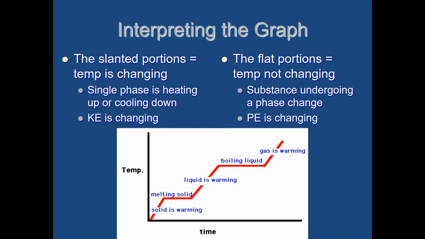So slanted portions refer to temperature changing. It's a single phase, either heating up or cooling down, and only kinetic energy is changing. During the flat portions, temperature is not changing, so it's undergoing a phase change, and potential energy is changing. And remember that thermal energy or heat energy is the sum of these two things. So while we're adding heat energy, we're either changing the kinetic energy or the potential energy. During temperature changes, the kinetic energy is changing. During phase changes, potential energy is changing.